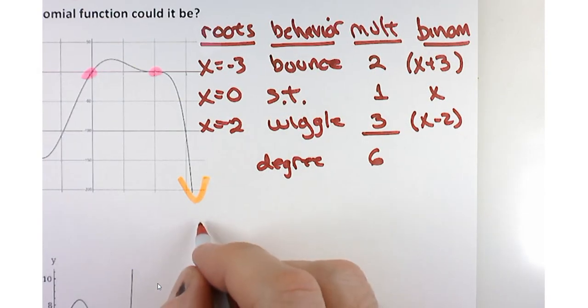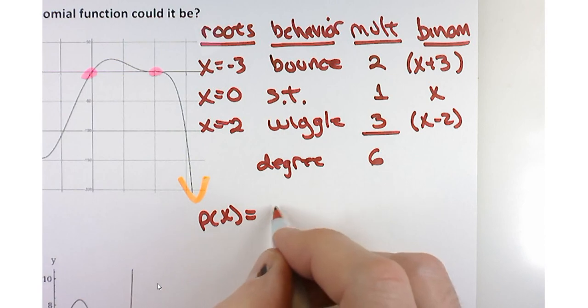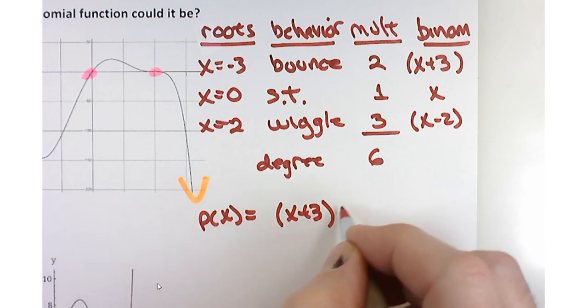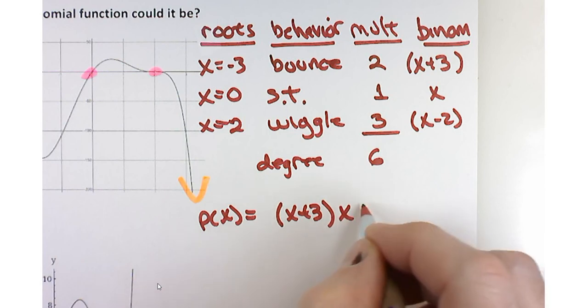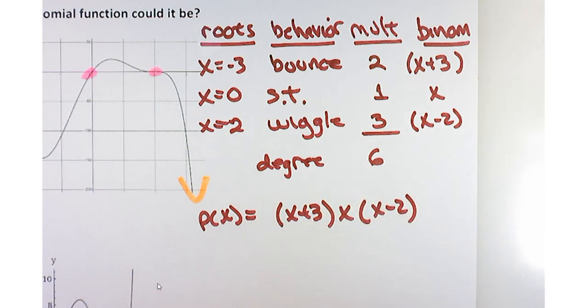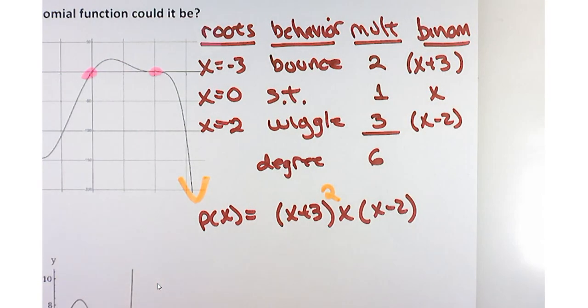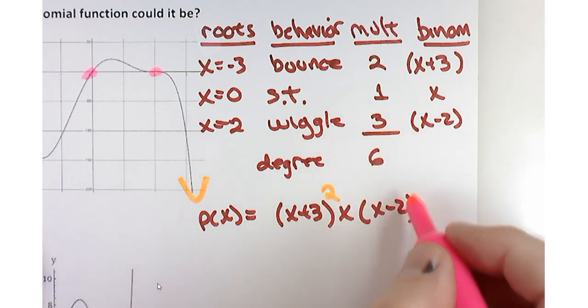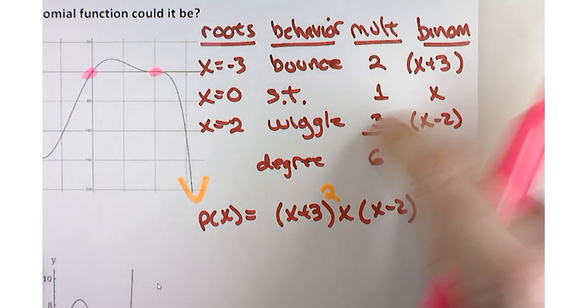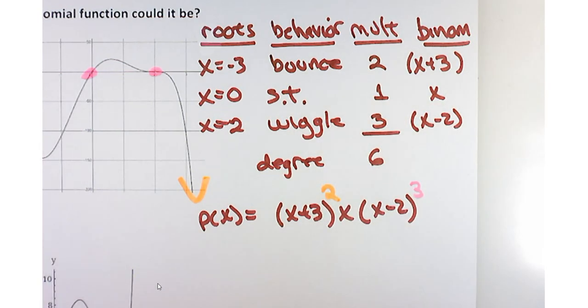So our polynomial, p of x, is going to be x plus 3, and then an x, and then an x minus 2. But I've got to do a couple things, starting with the degrees. The degree of this one has to be squared, because that one was a bounce. What's the degree of x? 1. And the degree of x minus 2? 3. That's just coming from the multiplicity that we figured out by looking at the behavior of the function here.